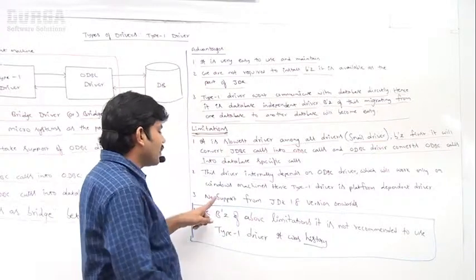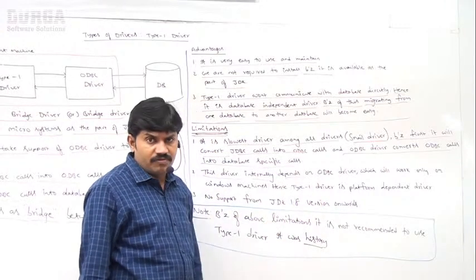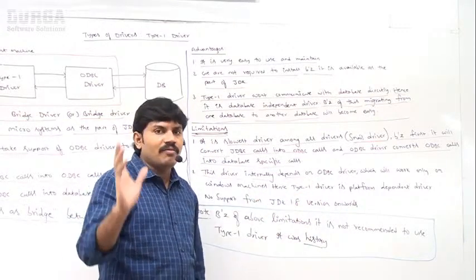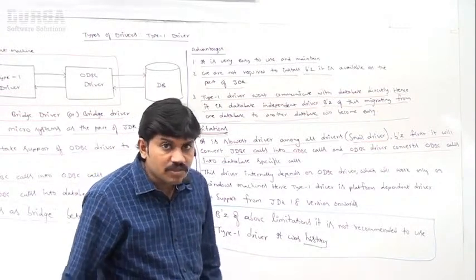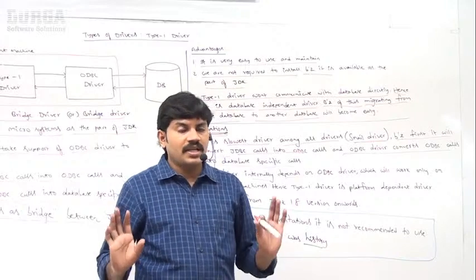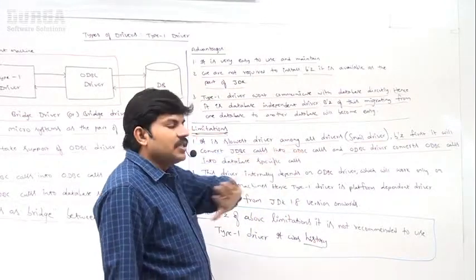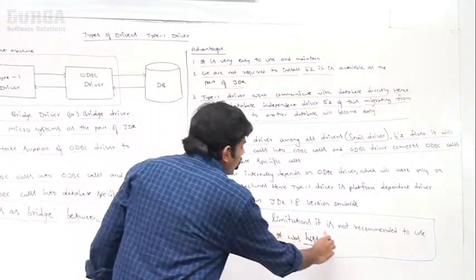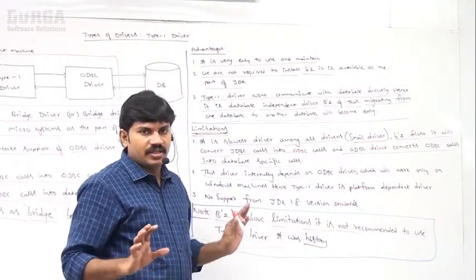Next, last one, no support from JDK 1.8 version onwards. Remember that. This type 1 driver is available until 1.7 version only. From 1.8 version onwards, no such support. It was a history, that's all. Are you getting it? Because of these limitations, it's never recommended to use type 1 driver. It was a history. That's it.